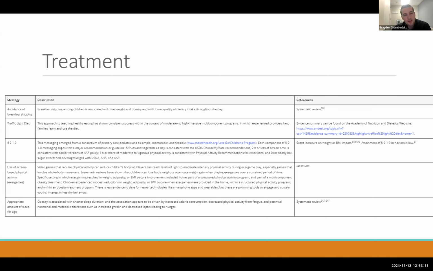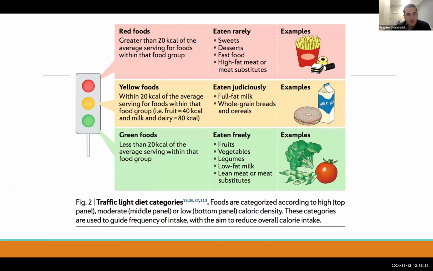The next possible approach that you could consider is called the traffic light diet. This approach is one of the approaches used in those high intensity programs, and it has shown some success. Basically, the idea behind it is you have a green light on types of foods that you can just eat as much as you want of. This includes in these categories fruits, vegetables, low fat milk, lean meats. They basically say go for it.